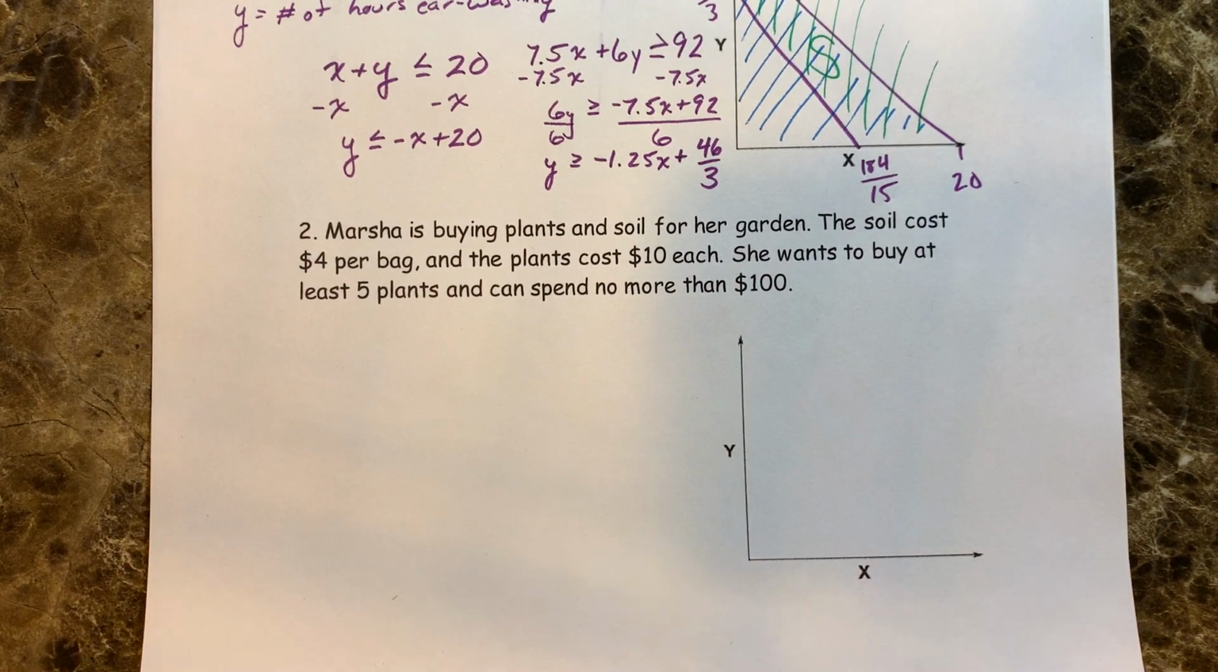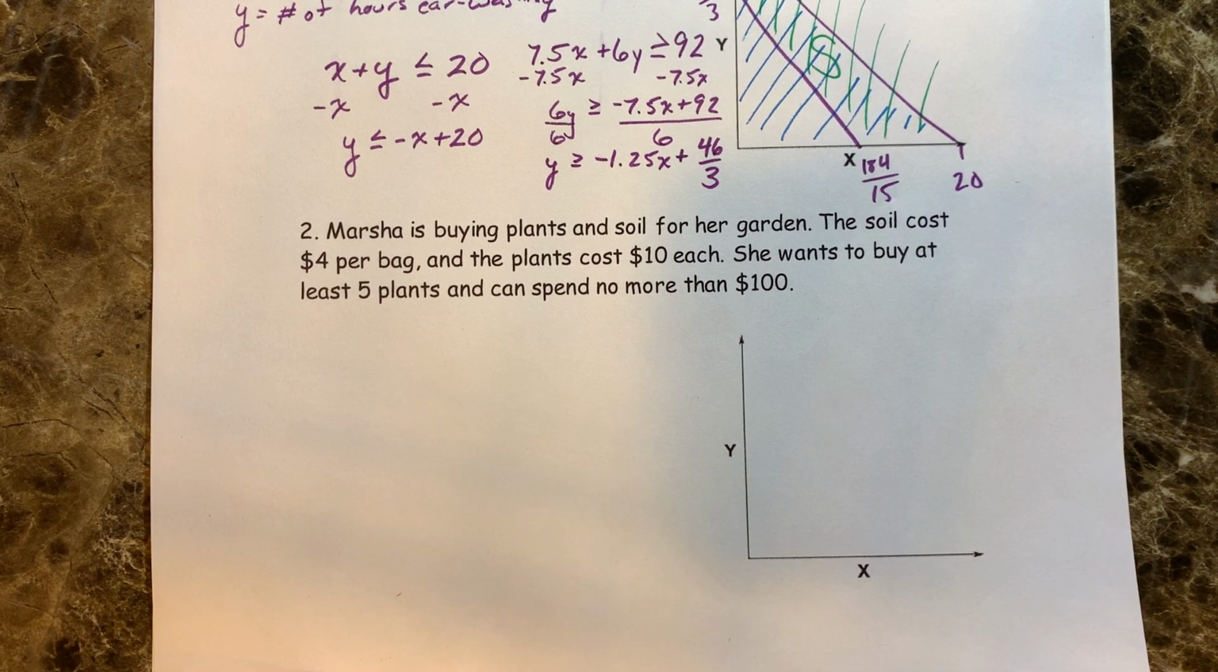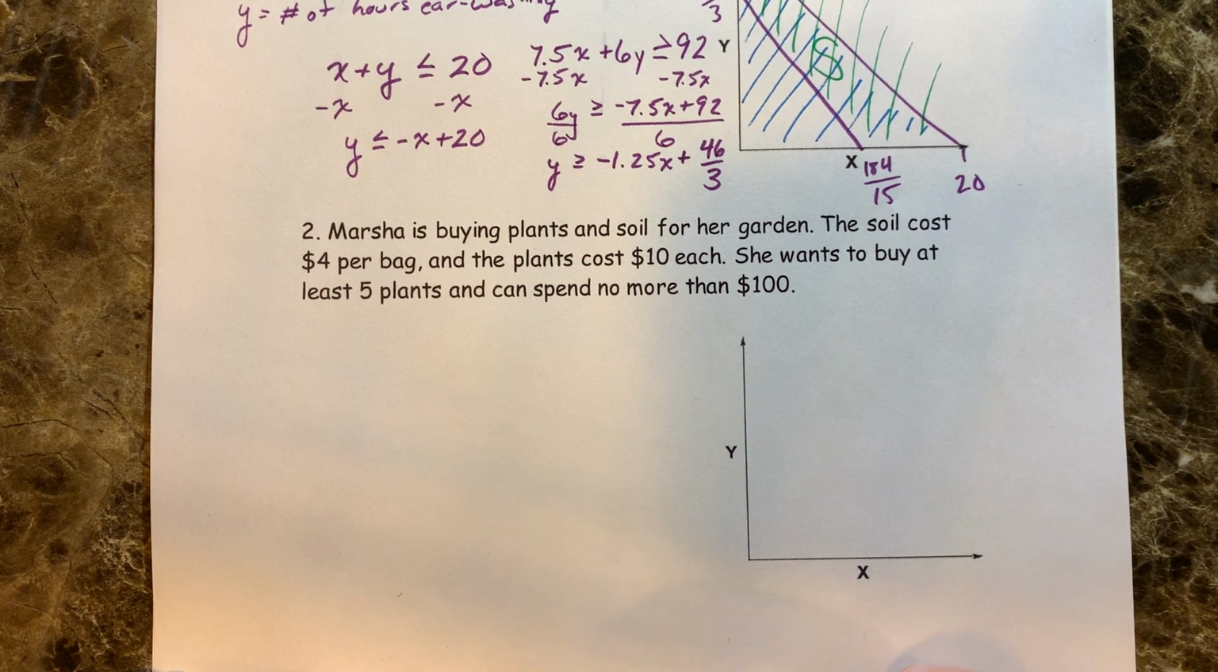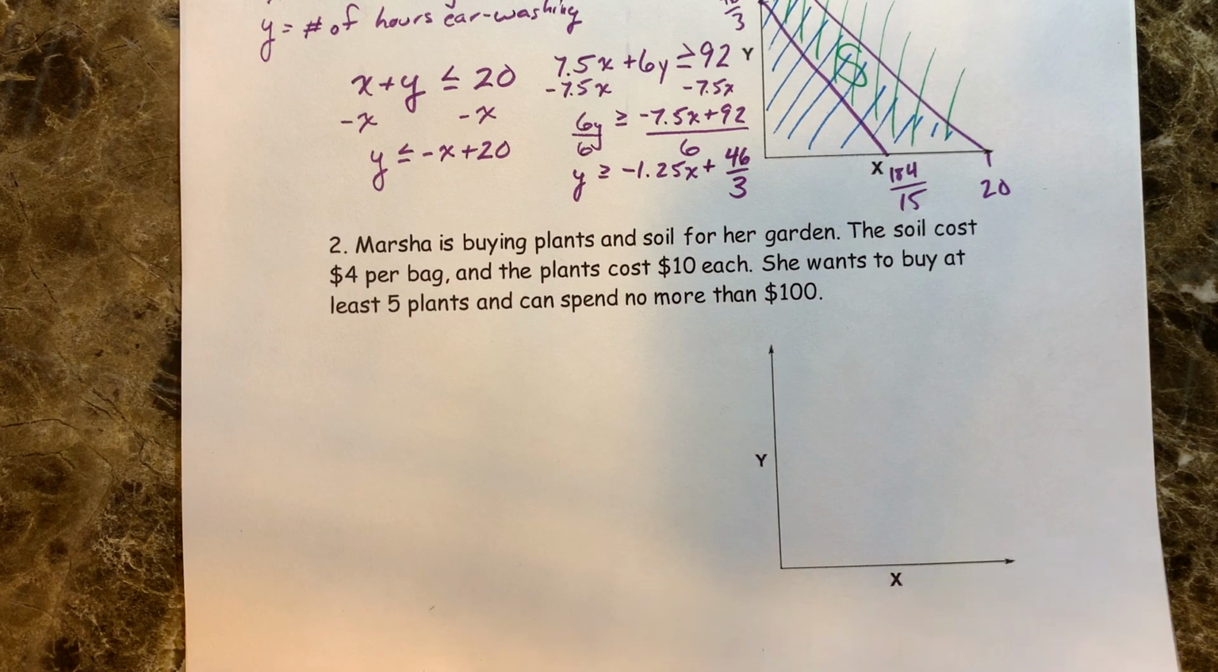So here, Marcia is buying plants and soil for her garden. The soil cost $4 per bag and the plants cost $10 each. She wants to buy at least 5 plants and can spend no more than $100. Okay, so she is buying plants and soil for her garden.